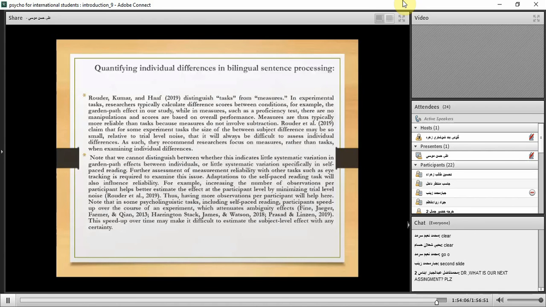Also, increasing the number of observations per participant helps better estimate the effect at the participant level by minimizing trial level noise. In self-paced reading, participants speed up over the course of an experiment, which attenuates ambiguity effects. The next slide, please.